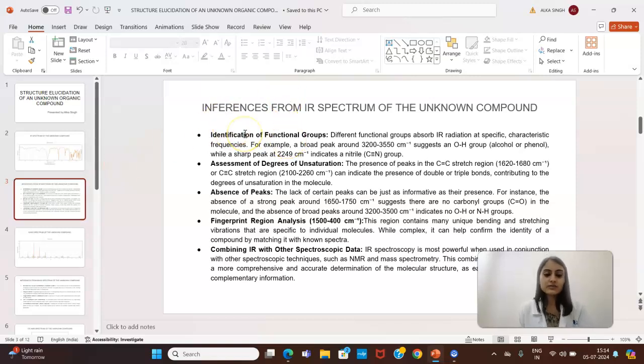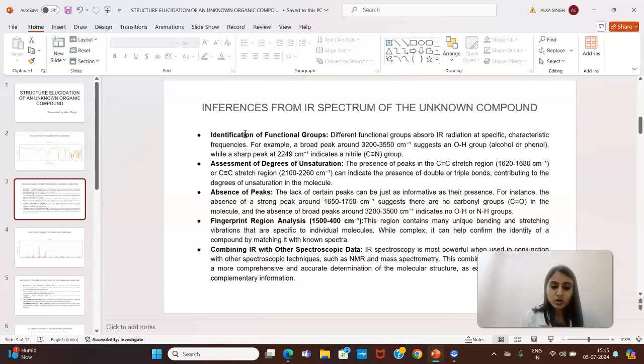As I discussed, the first topic is identification of the functional group, where we have to see that different functional groups absorb IR radiation at specific characteristic frequencies. For example, a broad peak around 3200 to 3550 cm⁻¹ suggests an OH group, which is alcohol or phenol, while a sharp peak at 2240 to 2260 cm⁻¹ indicates a nitrile, which is a C≡N group.